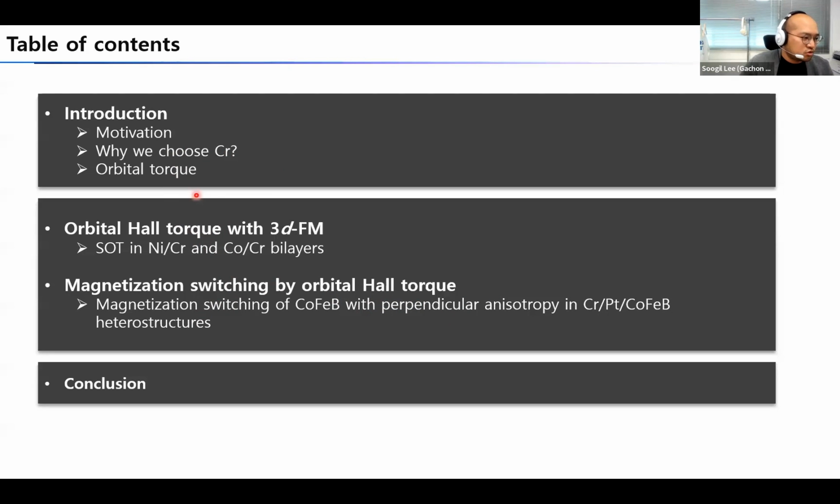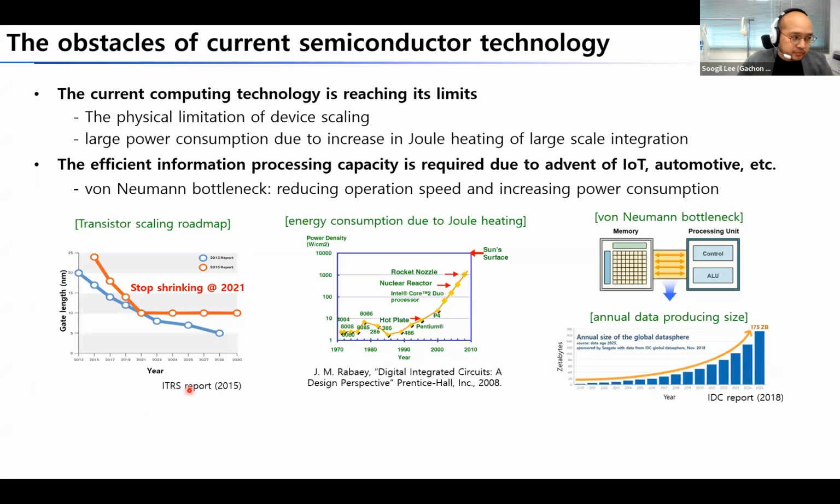One is the orbital-to-spin conversion by a ferromagnetic layer, such as nickel, with its strong spin orbit coupling. And the other is the perpendicular magnetization switching through the orbital current in chromium, platinum, cobalt heterostructures. In this structure, platinum can serve as the orbital-to-spin conversion source with its strong spin orbit coupling strength. And finally, I would like to talk about my conclusion.